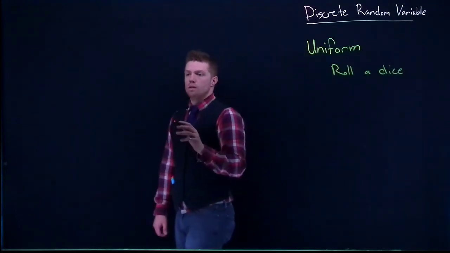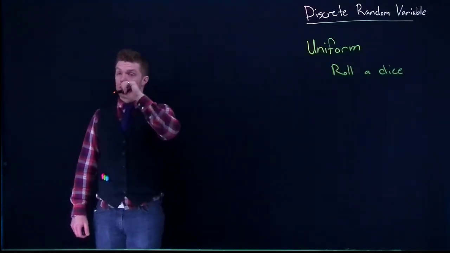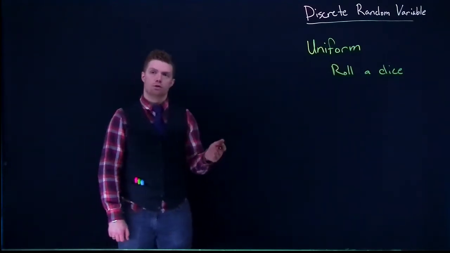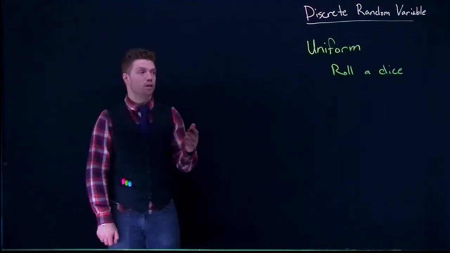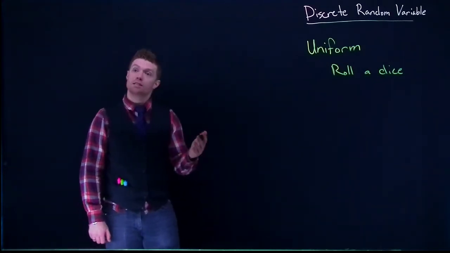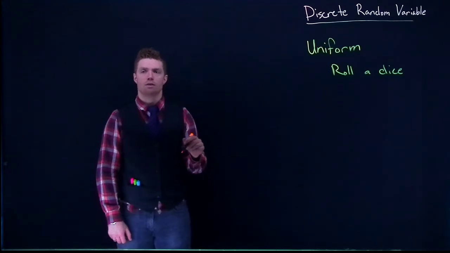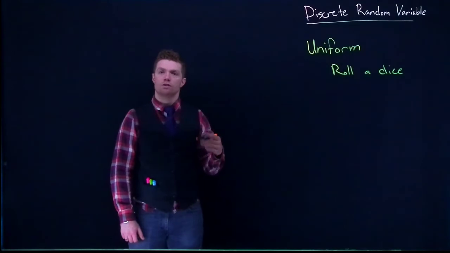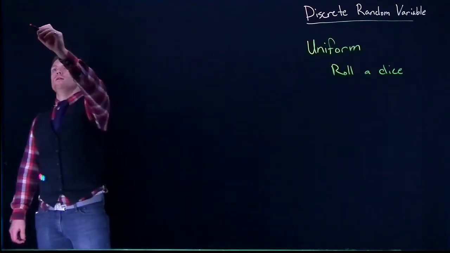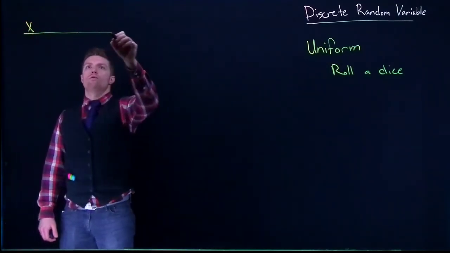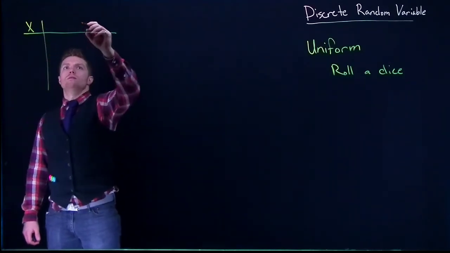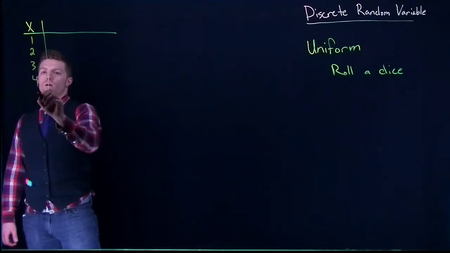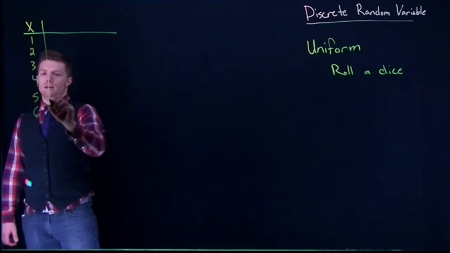Okay, so let's set up one of our probability tables and we'll explain how this is a uniform distribution, and also how, if we know it's uniform, we can take some shortcuts for calculating the expected value, the variance, and also the standard deviation. So if we look at the outcomes when we roll a dice, we can roll a 1, 2, 3, 4, 5, and 6.